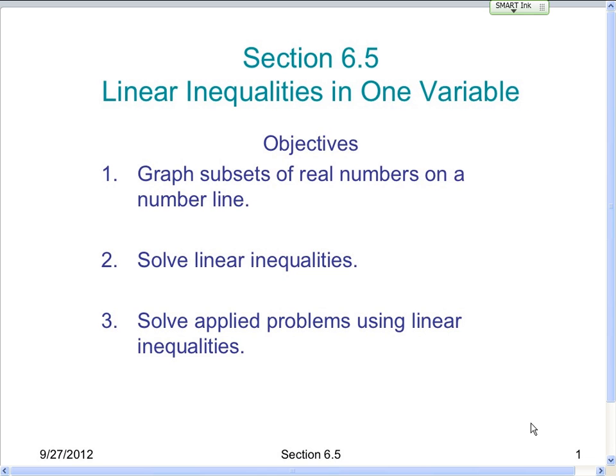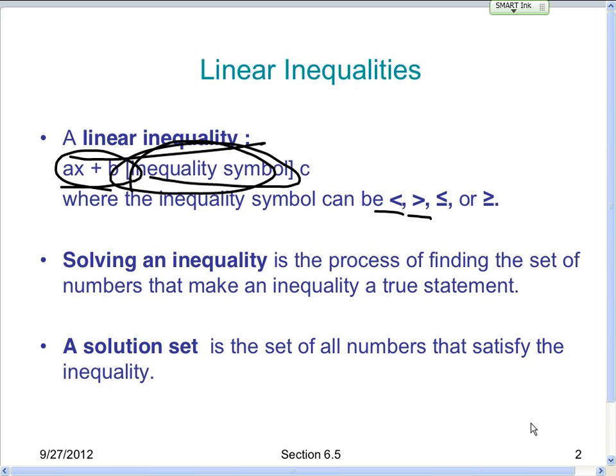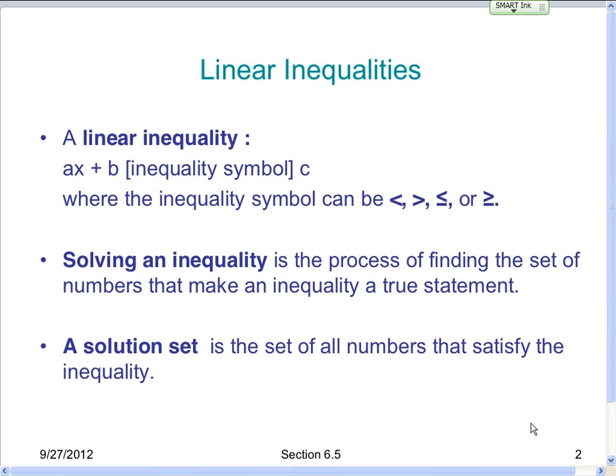This is section 6.5. We're going to be talking about linear inequalities. A linear inequality is going to be something like ax plus b and some sort of inequality symbol, like less than, greater than, less than or equal to, or greater than or equal to another number. So, a specific example, 2x plus 3 is greater than or equal to 7. That would be an example of a linear inequality.